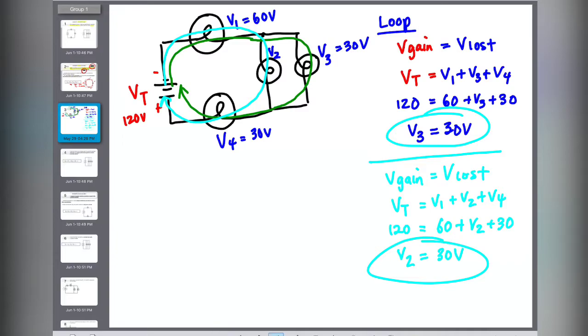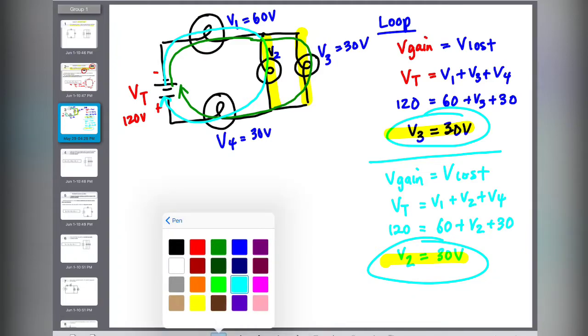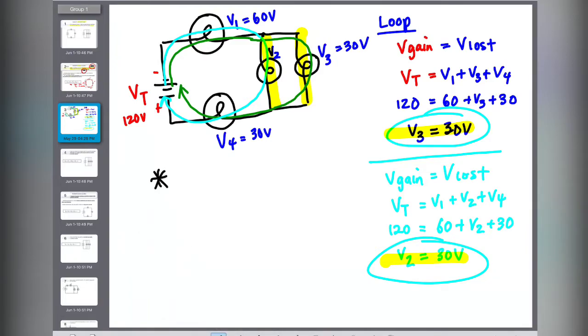Okay, take a look at these two, V3 and V2. This is the next thing that we can get. Indirectly, we've also proven, is it fair if I say V2 and V3 are parallel to each other? If something is directly parallel to each other, their voltages are the same. Because you either choose to go through V2 or V3, and the voltage dropped only one time, so they have to be the same.